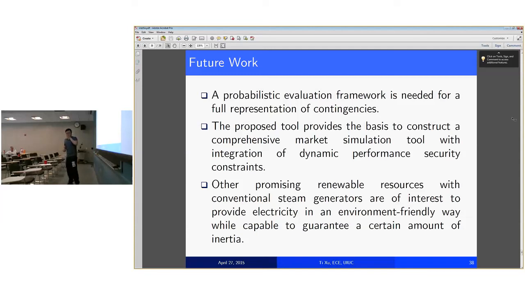And some other renewable resources will also be considered in the future. As a master's student, I did some work on concentrated solar power. It makes plenty of use of solar energy, but it has a conventional steam generator, so it has inertia. So maybe in the future we can say the wind might not be good because it doesn't have inertia, and the concentrated solar plant is a little bit better because it can provide inertia as environmentally friendly generation.